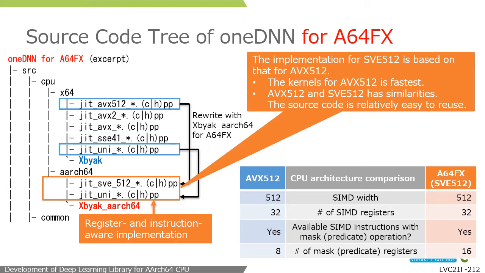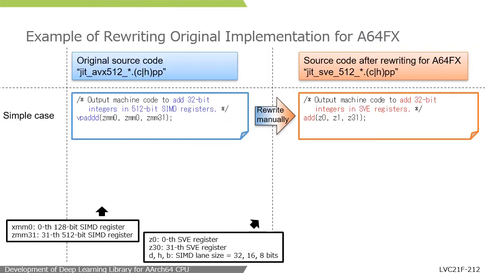The table shows a comparison of the CPU architectures of AVX512 and A64FX. Fortunately, the register size and the number of registers are the same for these two architectures, and both CPUs support instructions with mask operations. There is no need to worry about running out of registers when rewriting an AVX512 implementation for SVE512. Therefore, we can simply replace an AVX512 instruction with an SVE instruction that does the same operation. The example above is such a simple example.